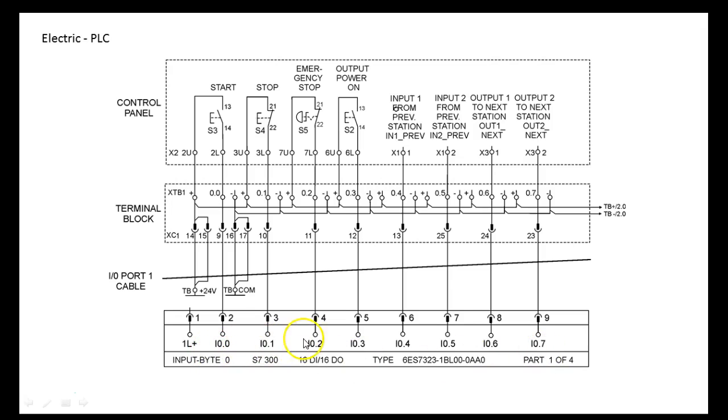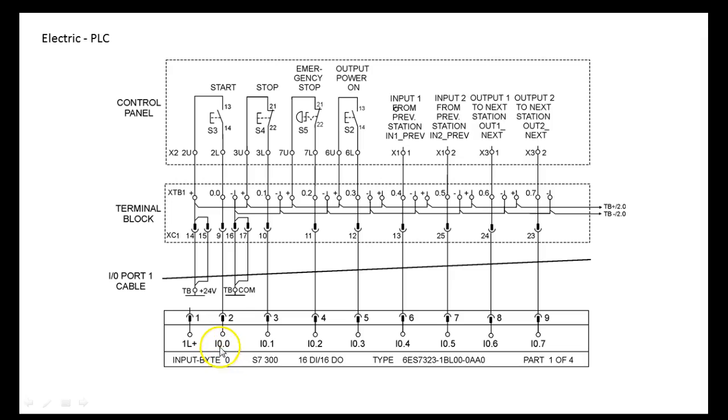So these are the actual inputs on the PLC. I know right now this is the symbol of a push button, and I know it connects between power and then goes over to input 0.0 on the PLC that's running this line. Everybody okay? So these are the terminal board numbers right here. Input module 0, bit 0, goes up to what? Terminal board 0.0. Everybody okay?